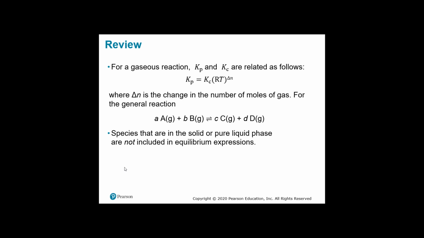For a gaseous reaction, if you needed to convert between Kp and Kc, we have a formula for that, and you need to plug everything in, R being the gas constant, T in kelvins because we're dealing with gas, and delta n is simply the sum of the moles of the products minus the sum of the moles of the reactants, and that will give you your number. So delta n is the change in the number of gas moles. Species that are in solid or pure liquid form are not included in equilibrium expressions, so we still do not include them.